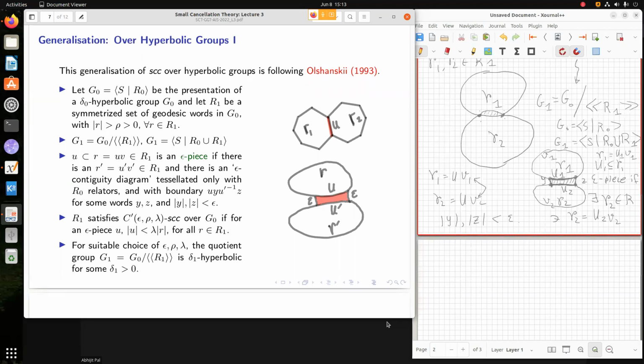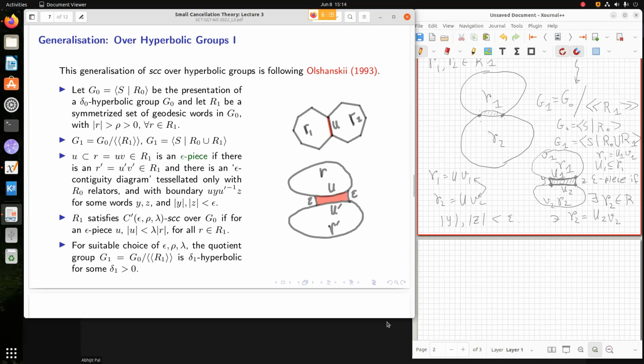So R1 is coming from there. U1 is a subword of R1, small r1. And if that is an epsilon piece, which means I will have another element R2 from capital R1, such that it has a subword U2 with these properties, that these vertical sides, like in this picture, here it is U and U prime, like U1 and U2 here. So the vertical sides are less than epsilon. Okay, if that happens, we call it an epsilon piece.